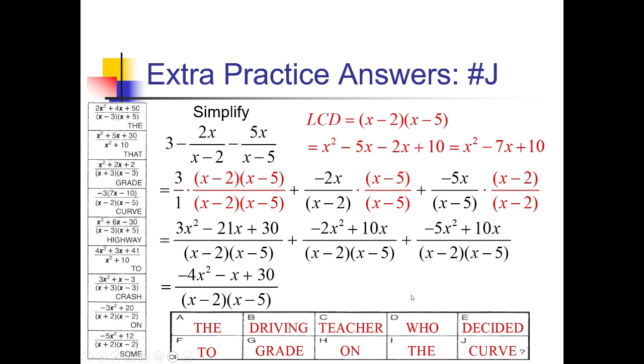So our final answer to the puzzle then is, did you hear about the driving teacher who decided to grade on the curve? Oh, because he's driving and he's curving the grades? Yeah.